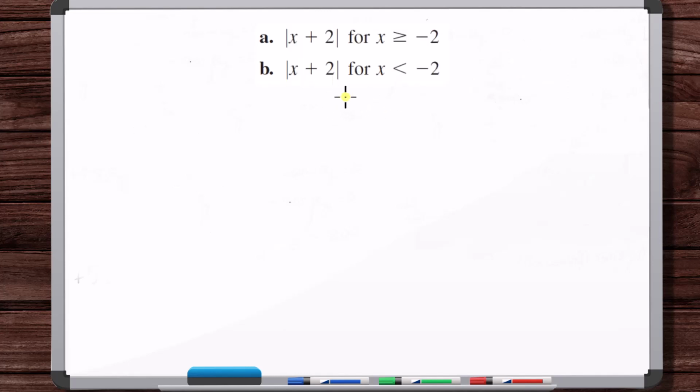Okay, so now this is the first time we have a variable within the absolute value, and then we're given a domain for the variable.